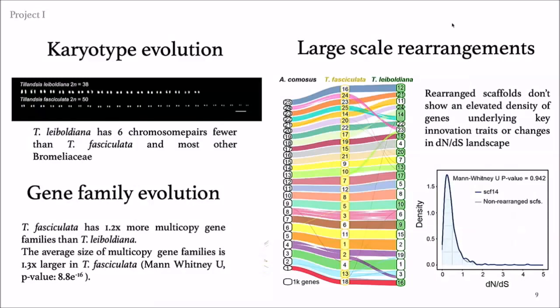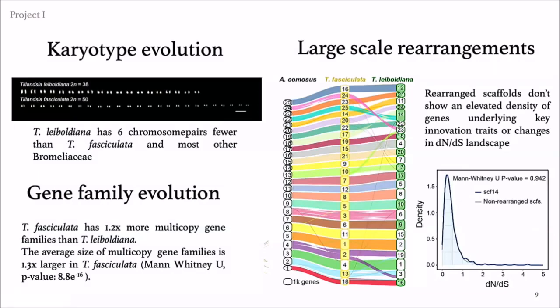So we obtained the karyotypes of the two species, and we discovered, quite to our surprise, that we actually have a difference of 6 chromosome pairs between the two species, with Tillandsia Labeldiana apparently having 6 fewer than Tillandsia fasciculata and the majority of other Bromeliaceae. And then we did this synteny analysis using one-on-one orthologous genes between pineapple here and then fasciculata and Labeldiana. And you can definitely see that there is some rearrangements going on between Labeldiana and the two other plants.